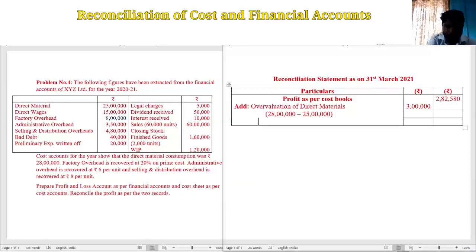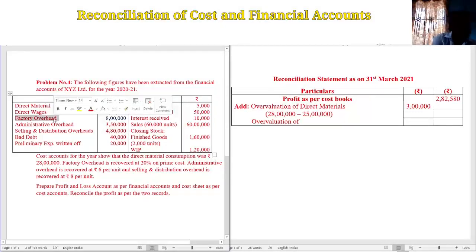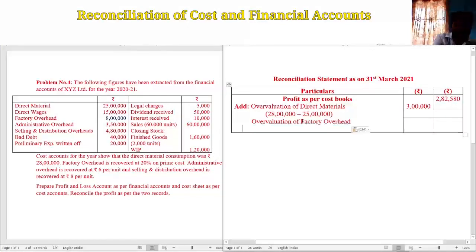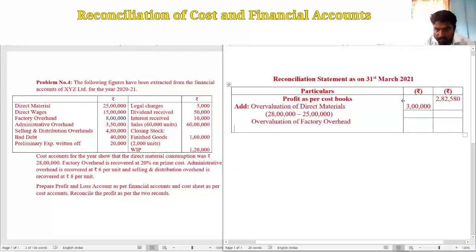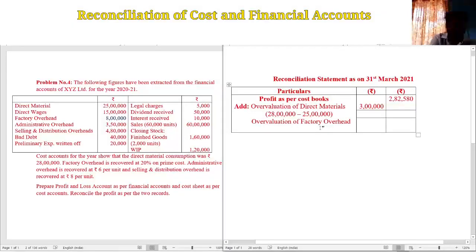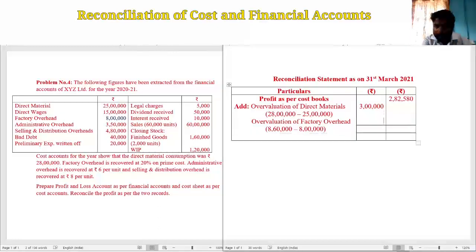Overvaluation of factory overhead. How much is it overvalued? 8 lakh 60 thousand minus 8 lakh. It is overvalued by 60,000. Okay, that's about factory overhead.